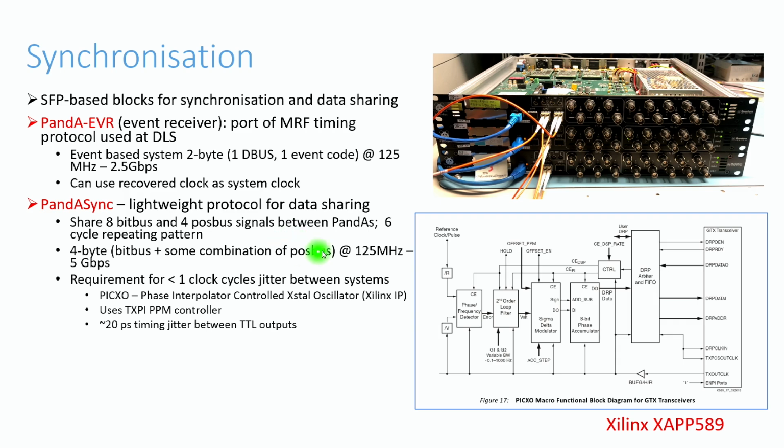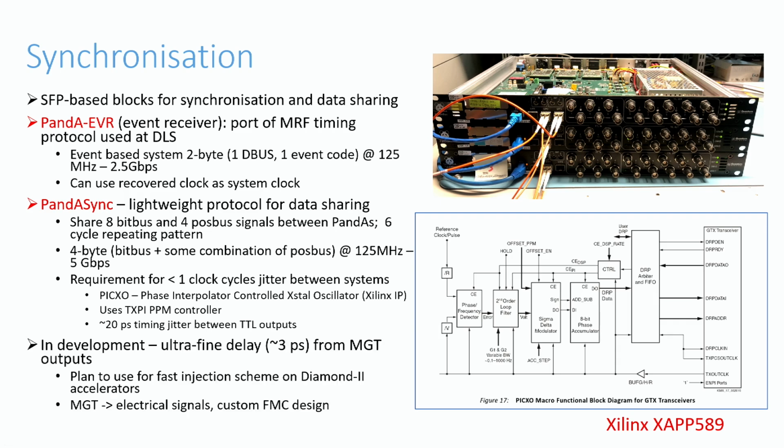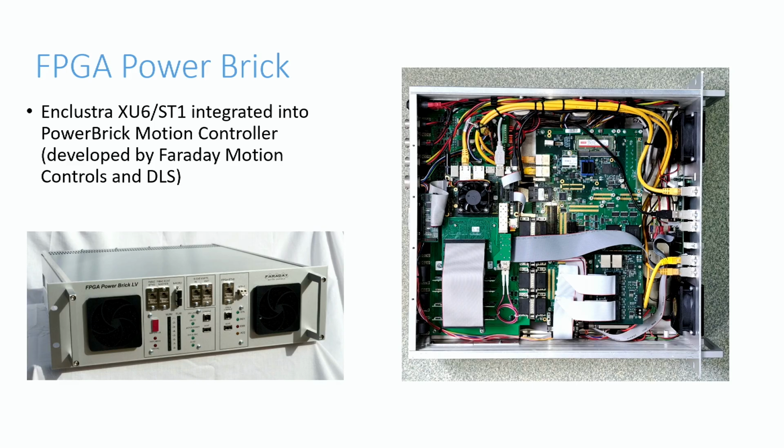One of the requirements for this was that we wanted less than 1 clock cycle jitter between our systems. For that, we ended up using PIXO, which I won't go into details of here. Probably many of you are familiar with the phase interpolator controlled crystal oscillator IP from Xilinx. Using that, we're able to achieve about 20 picosecond timing jitter between different TTL outputs on separate pandas. I'll skip the next point because I'm running really short. I'm really running out of time, aren't I? Yes, 3 minutes. Okay. I will talk very briefly about the FPGA power brick.